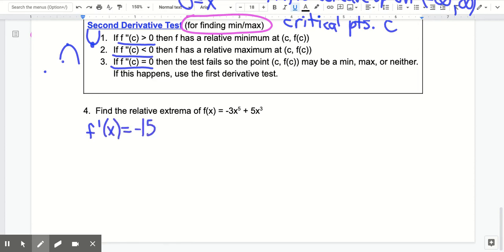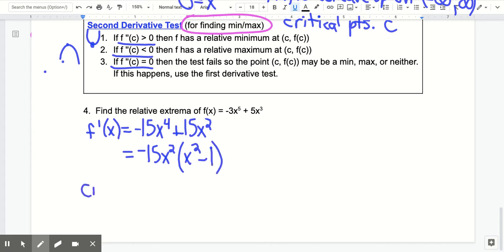is negative 15x to the fourth plus 15x squared. I'm going to go ahead and factor out a negative 15. Doesn't really matter. Negative 15x squared, which is going to leave me with x squared minus 1. I could factor that some more, but I don't really need to. That means our critical numbers are 0, 1, and negative 1.